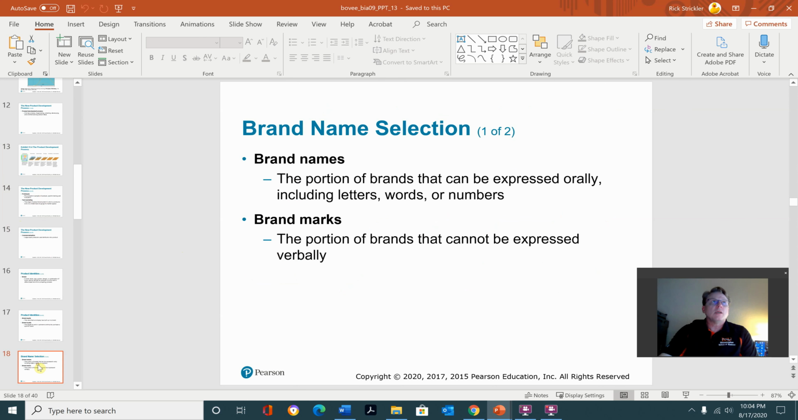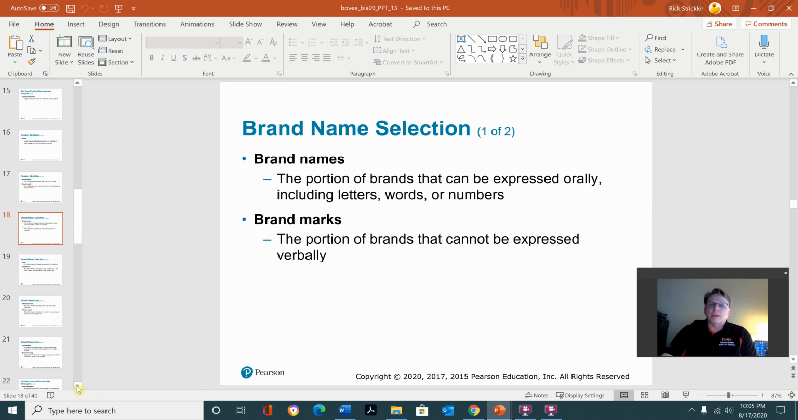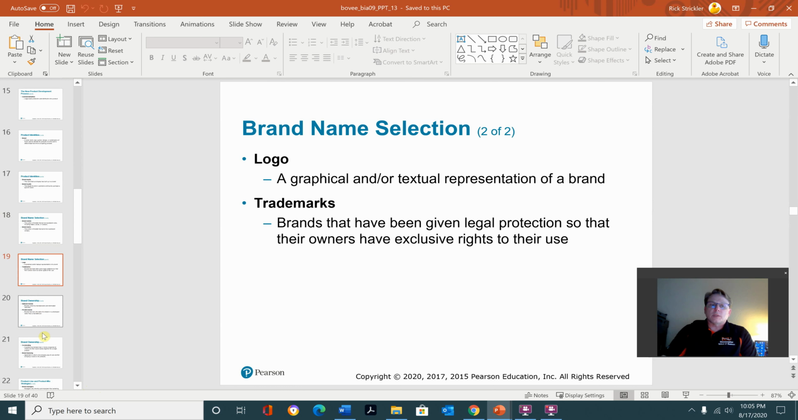Okay. We're almost out of time, so let's go on to brand names. Portion of the brand that can be expressed orally, including letters, words, or numbers. Of course, the Nike swoosh is one of the most famous brands. All you need to see is the swoosh, and you already know that it's a Nike. Apple, all you have to see is the Apple and know that it's an Apple product. Macintosh or iPad and so on. That goes with that.